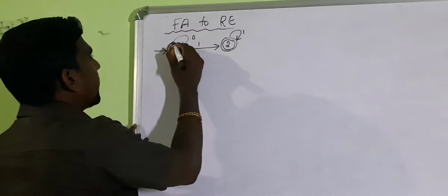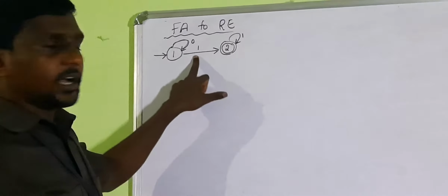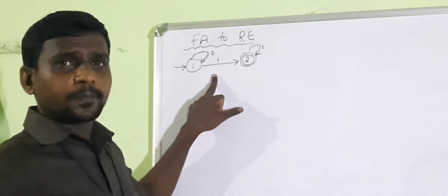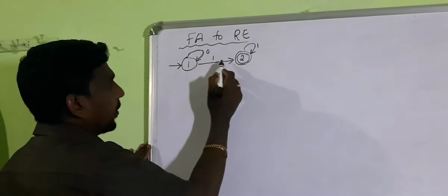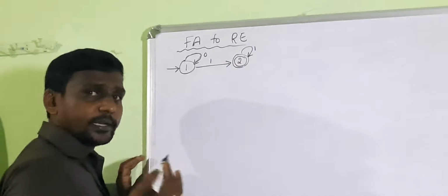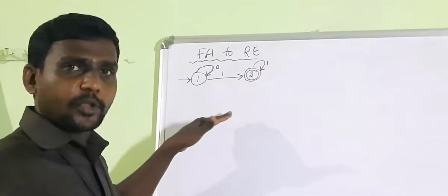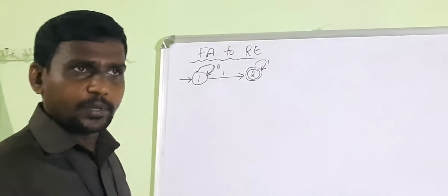So let's take the question: convert the following finite automata into regular expression. Is this a DFA? No. Why? See, state 1 reads 0 and 1, but state 2 reads only 1, it doesn't read 0. So it is not a DFA, it is a finite automata or NFA. They can ask NFA to regular expression, whatever it may be.